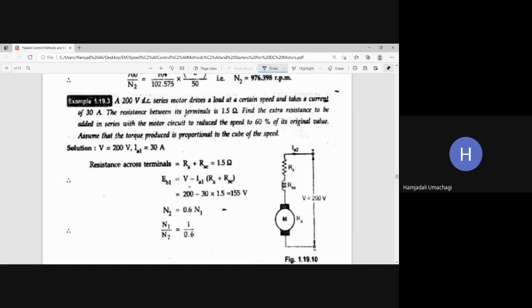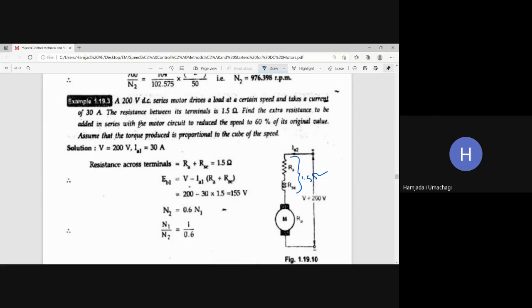Then the resistance between its terminals is 1.5 ohms. So Ra and Rse, the whole resistance, is given as 1.5 ohms here.